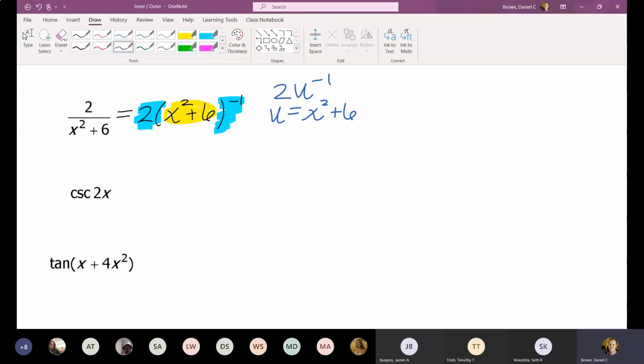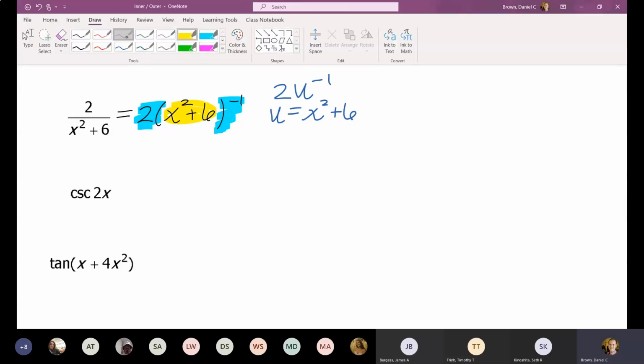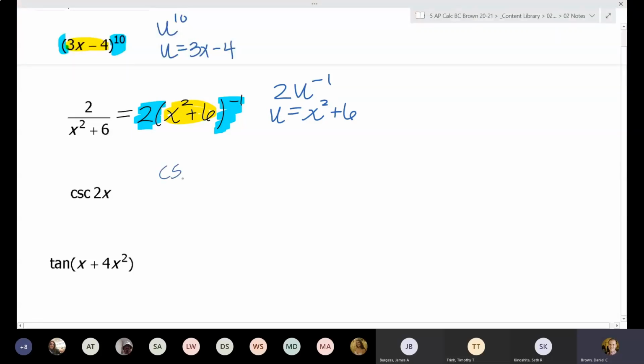I do think the trig ones are a little bit easier to see. So if I'm looking at the trig, you can kind of see, oh, this looks like the cosine of something, with the inside being 2x. So we have the outside and the inside. Same thing with the tangent. In simpler form, this is the tangent of something, with the inside being the x plus 4x squared.